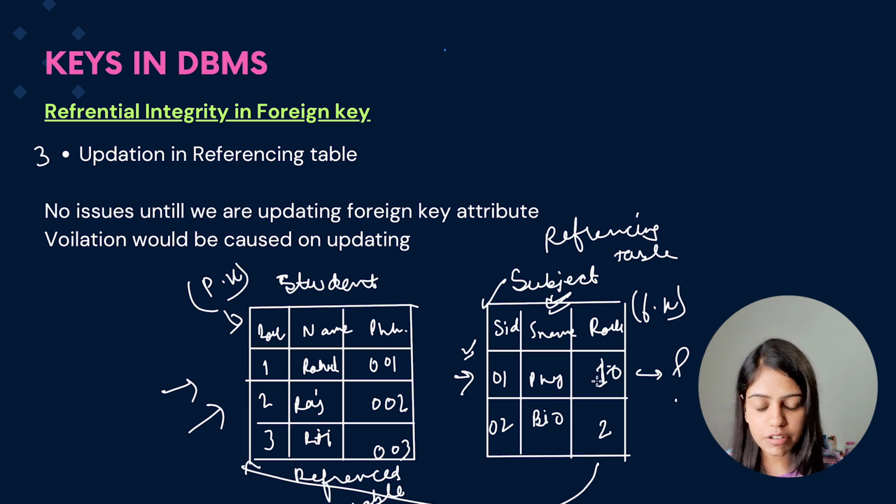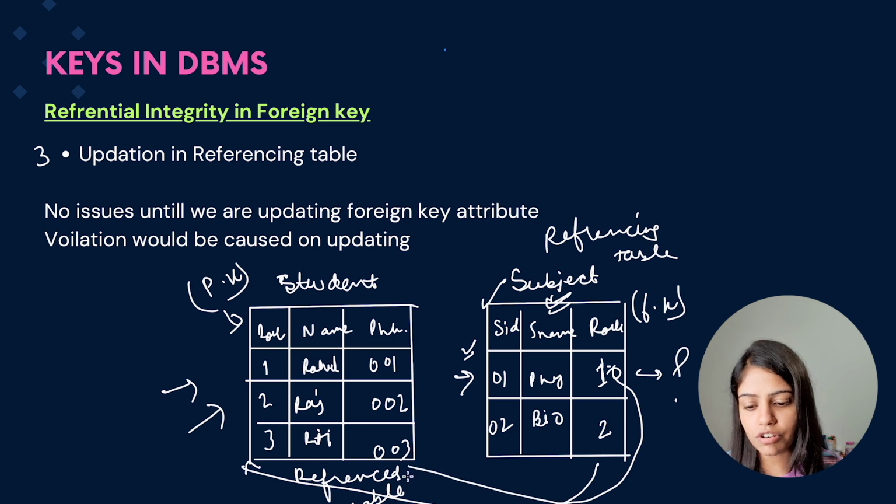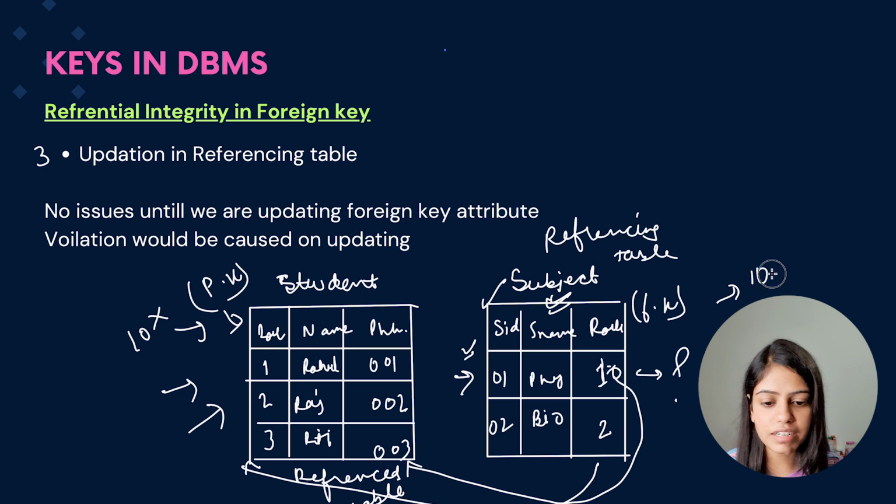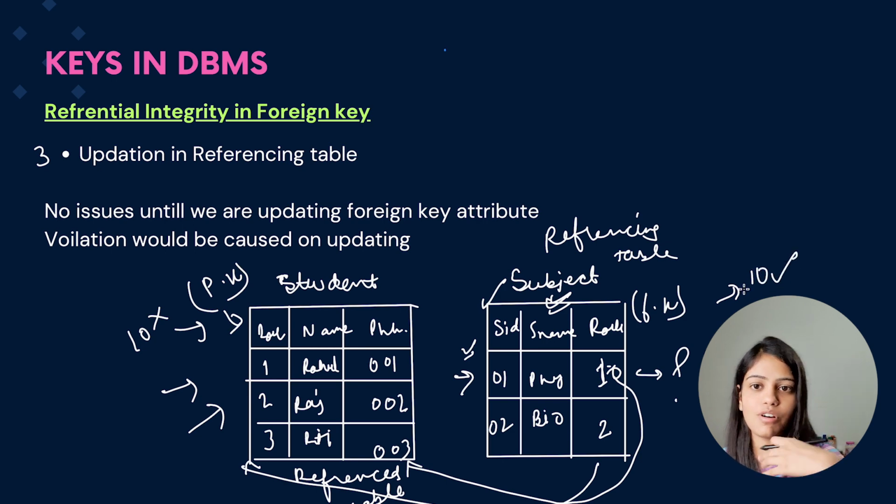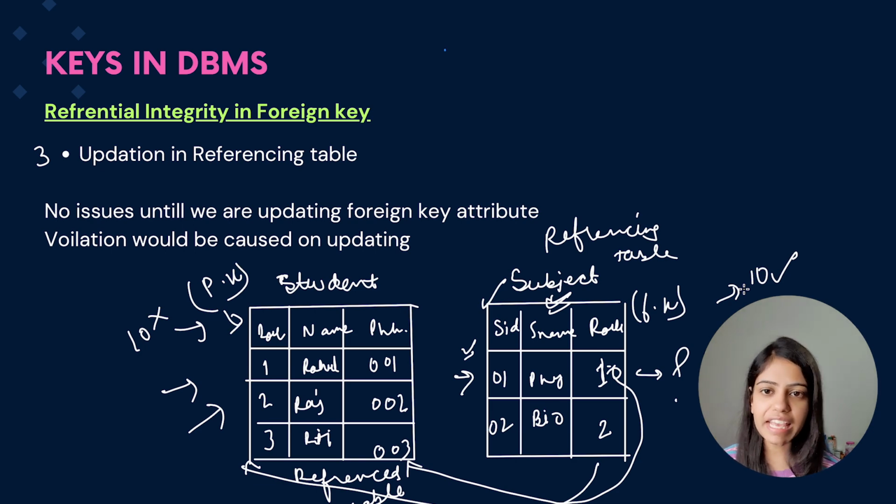So if we have updated this roll number from 1 to 10, there is no such student with roll number 10 which exists in the student table. So how would it take a reference? There would be some data inconsistency. So basically here we won't find any roll number 10, and here we will find the details for roll number 10 who hasn't taken any admission yet. So all these things happen whenever we are doing any kind of CRUD operations in the referencing table.